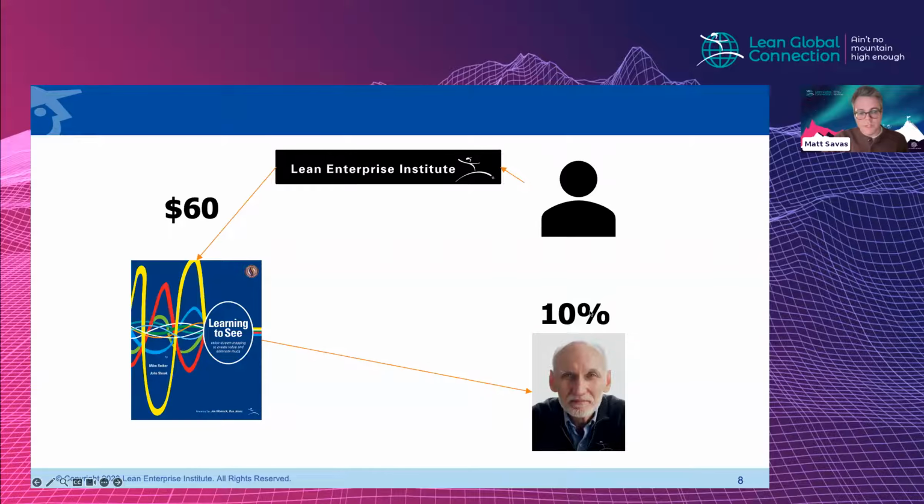That's not John Shook's actual royalty. It's just here for example purposes. And so we need to get John his 10% every time a book is sold. Looks easy. I thought it would be easy. It's actually a lot more complicated than that. And it's complicated for a lot of reasons.